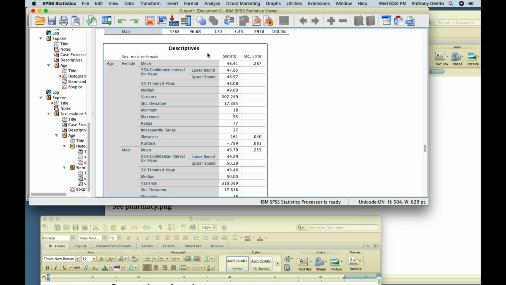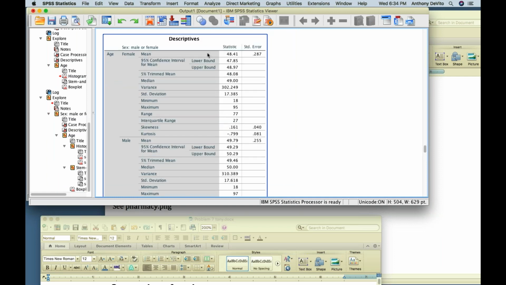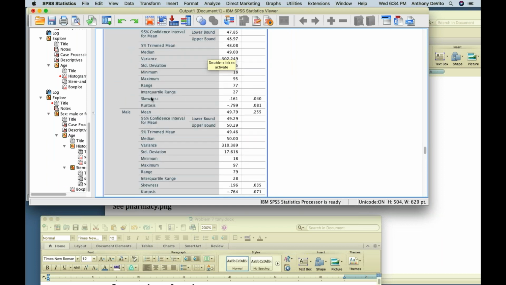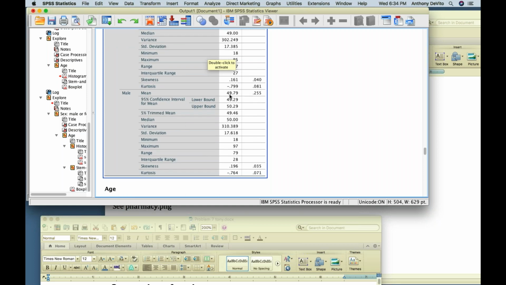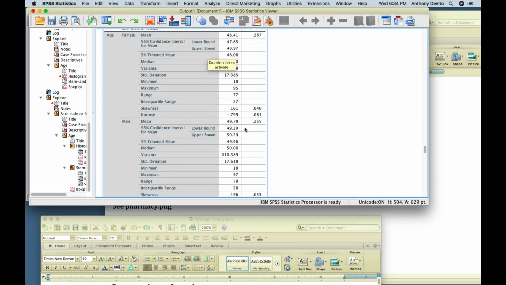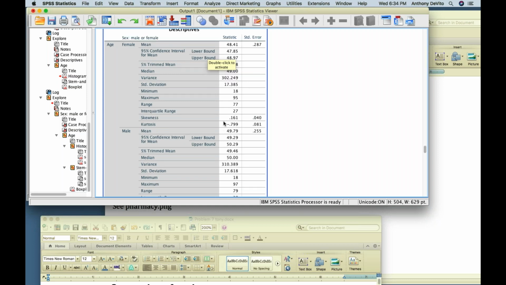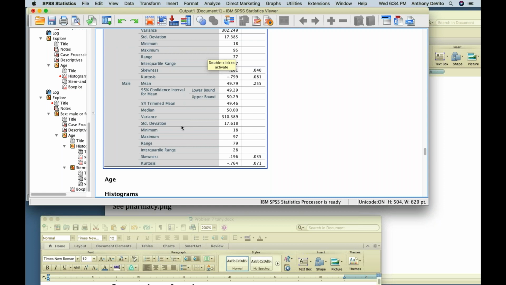Oh, well, okay. Now look at the descriptors that I get here. I get a different average age for males and females. The female average age is 48.1. Male average age is 49.79. So the males in this sample appear to be on the average older than the females. How about the variability? Standard deviation for females is 17.4. For males is, where is it? Standard deviation 17.6. Pretty similar, right? Maybe a little bit more variability, but pretty similar.